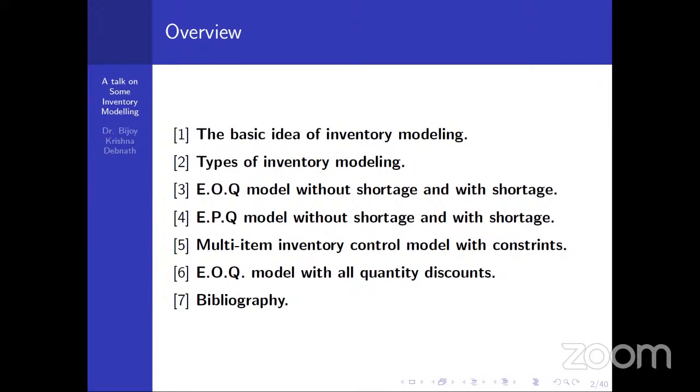So here basically inventory models are classified into two types. One is called economic order quantity, another is called economic production quantity model, right? In economic order quantity there are also two types: economic order quantity model without shortage, and economic order quantity model with shortage. And economic production quantity models are also classified into two types: with shortage and without shortage, right? Next, if time permits, I will also discuss the multi-item inventory control model with constraint, and another is the all quantity discount model. Let's see how far we can go.